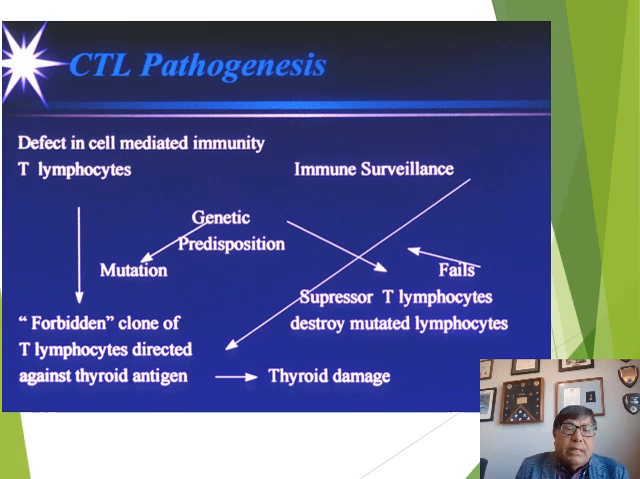As a result of that, suppressor T lymphocytes, which are supposed to destroy these bad guys, destroy this mutated lymphocyte, they fail. So the whole system here, the failure is immune surveillance, and as a result of that, all this has happened. This is probably the most simple way that I can explain it to you, but I tell you, this is not as simple as I have explained, but this will give you a better understanding of what we are talking about.